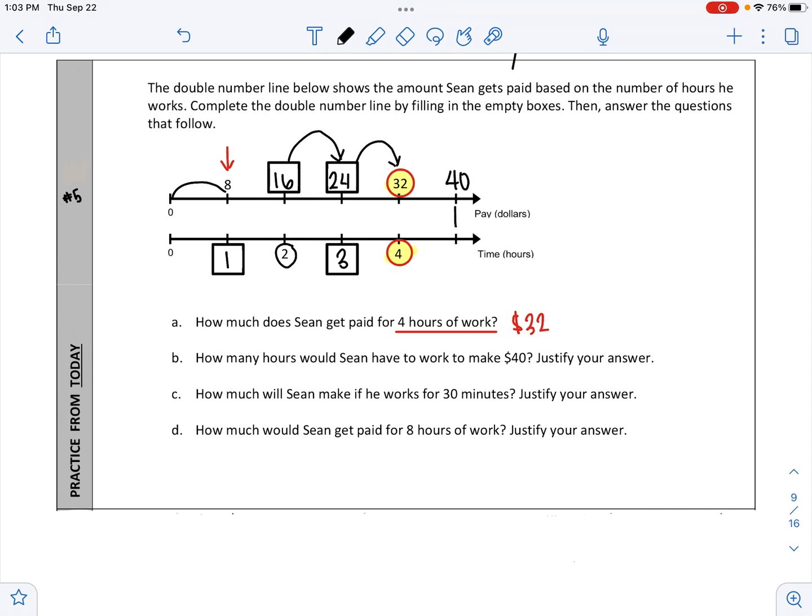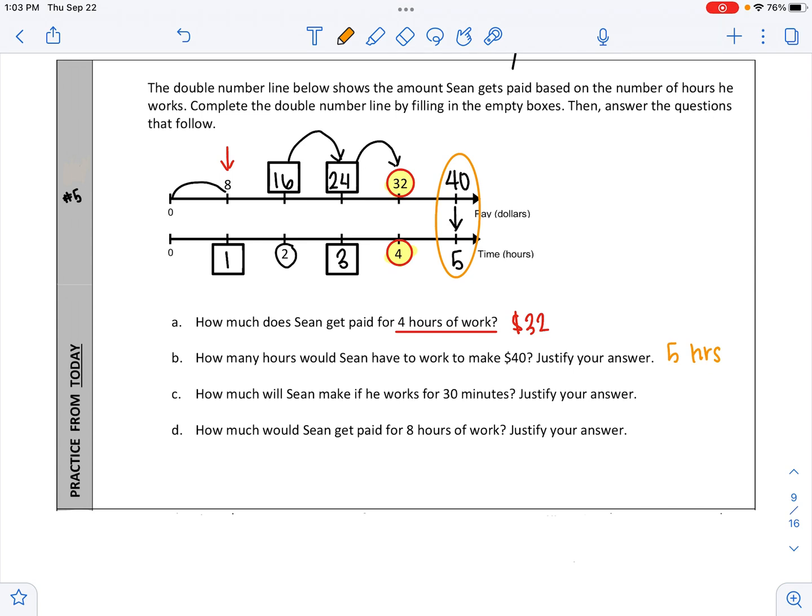Of course, I also need to fill in the time number line, which is simply 5. And so for $40 earned, this part of the number line shows me that he makes $40 in 5 hours.